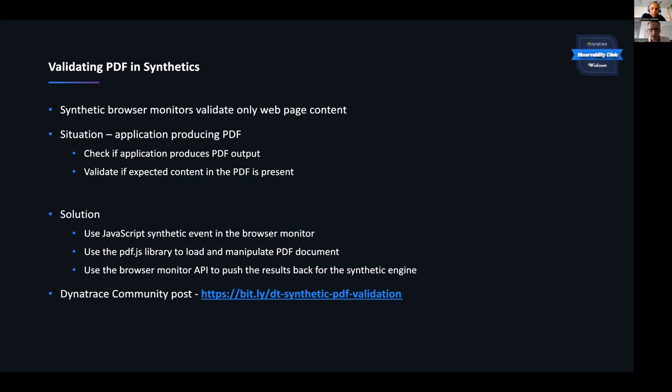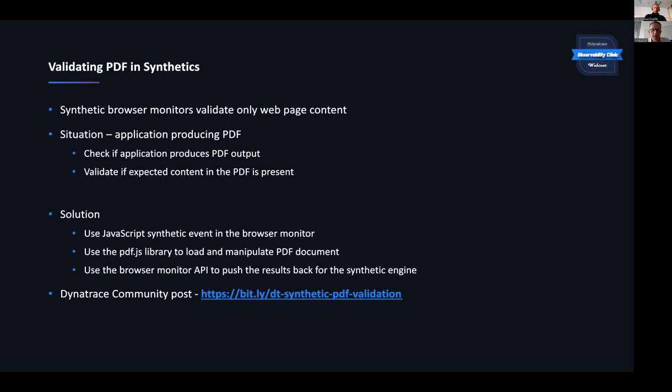So the solution here is about using a JavaScript synthetic event in the browser monitor. The synthetic event in the browser monitor is a piece of JavaScript code that gets executed in your synthetic browser monitor, and you can write any code you need to execute in the browser that is executing the test of your application. And we will use the PDF.js library to load and manipulate the PDF document, and then we will use the browser monitor API.